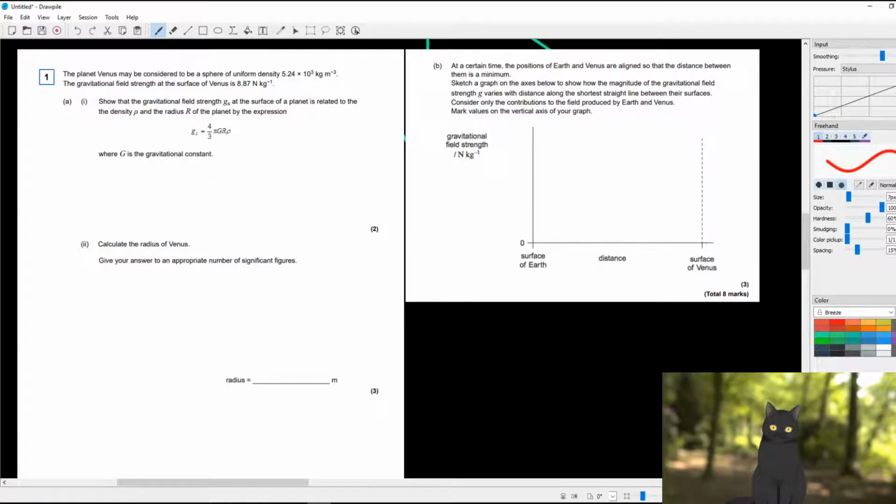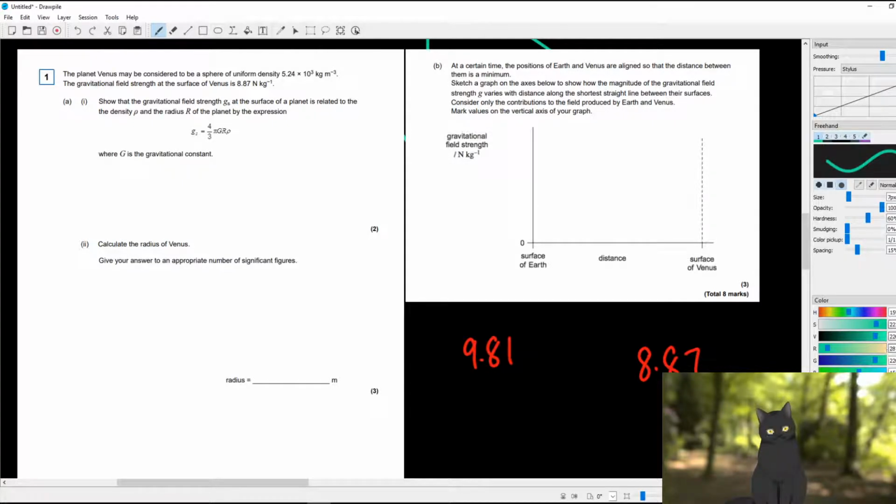Gravitational field strength. The closest you are, the stronger it is. Surface of Earth, surface of Venus. This is the distance. The gravitational field strength of the surface of Venus is 8.87. Surface of Earth will be 9.81. So that the distance between is the minimum. Sketch a graph below how the gravitational field varies with the distance along the shorter straight line between the two.